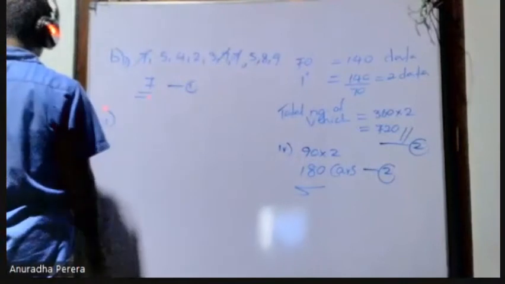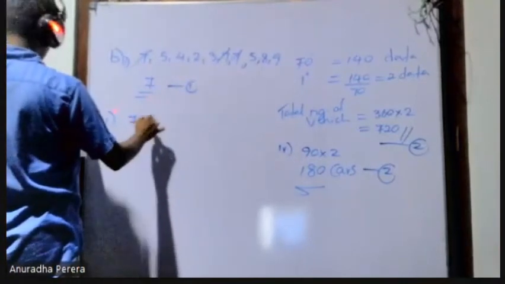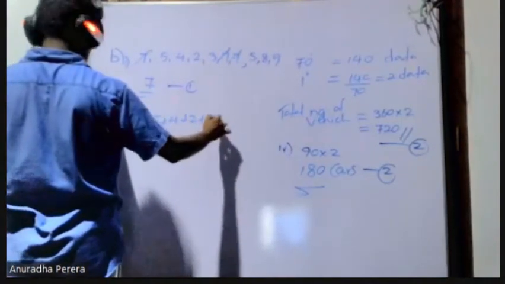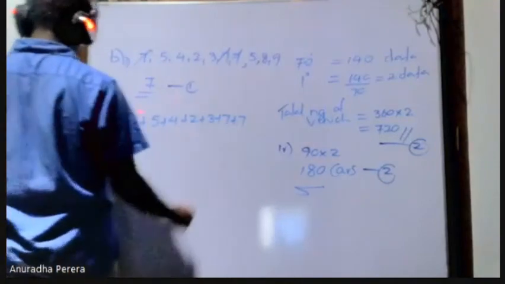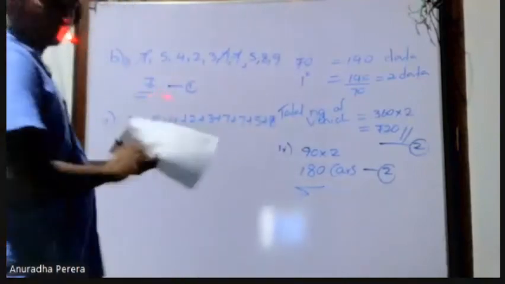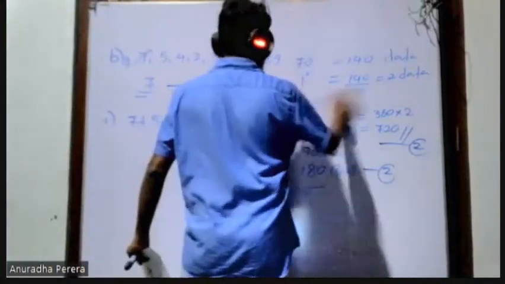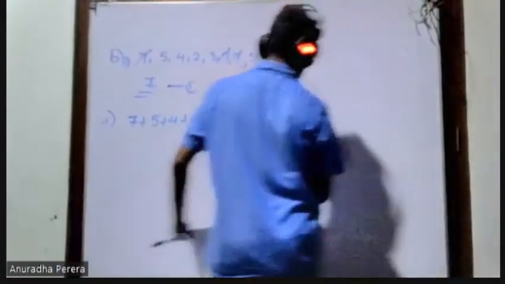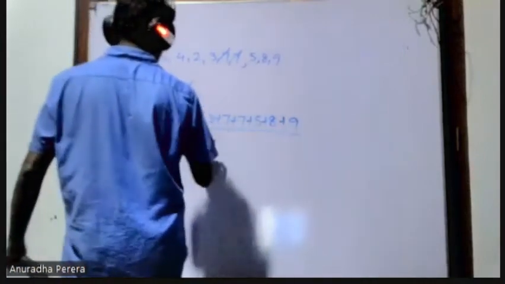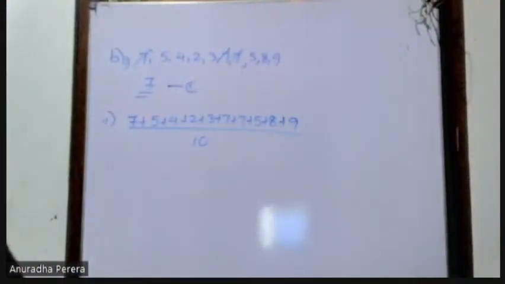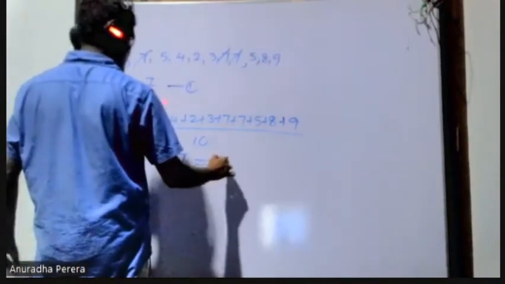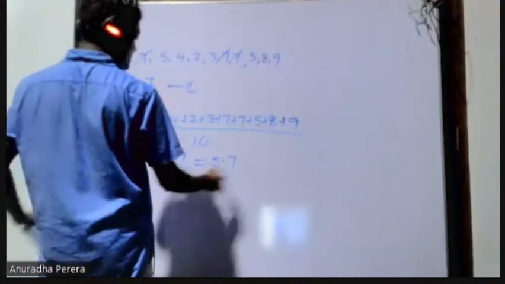Second question, find the mean. Add them to find the mean. 5, 4, 2, 3, 7, 7, 5, 8, 9. Then divide this total by 10. Right. 2 marks for this answer.